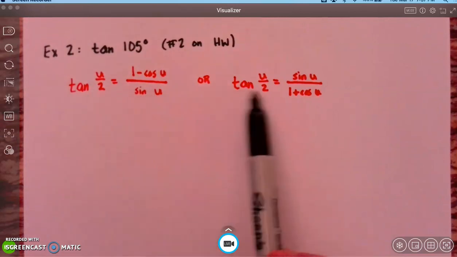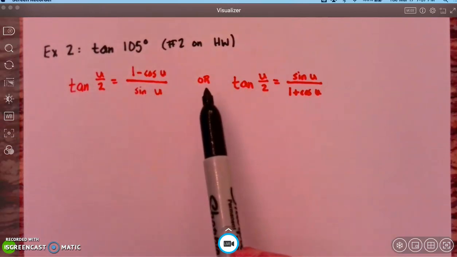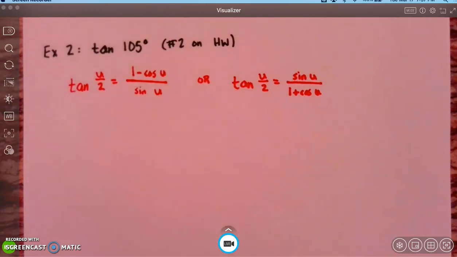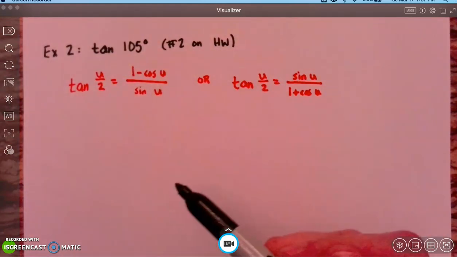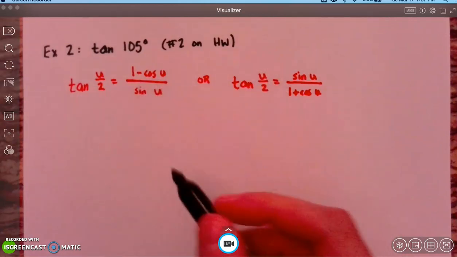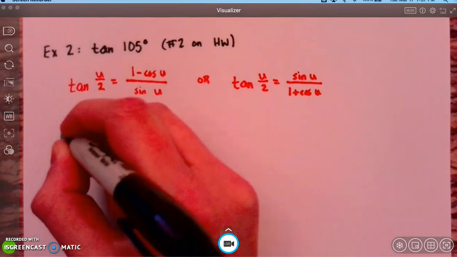So right here we have two options for the half angle formula of tangent. You can use either one, it does not matter. Obviously you don't want to do it twice, you just choose one and that's the one you'll use. So I'm going to go ahead and do the first one. So let's go ahead and start plugging in.